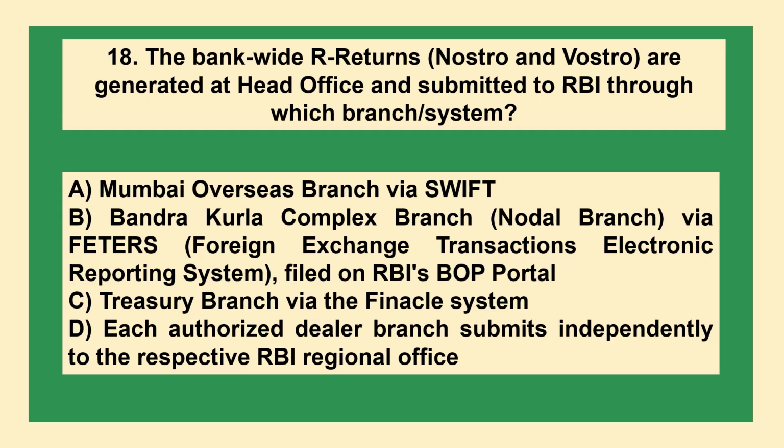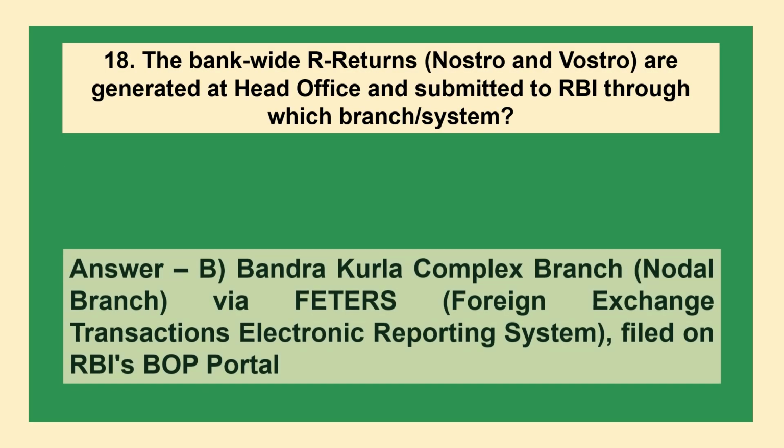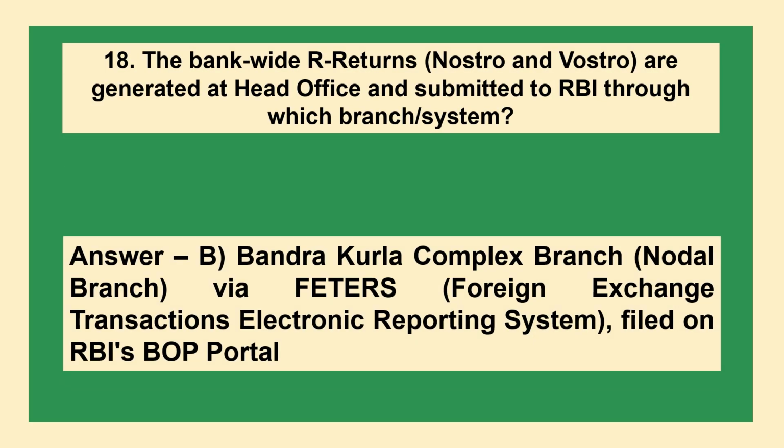Bank-wide R returns, Nostro and Vostro, are generated at the head office and submitted to RBI through which branch or system? Option A, Mumbai Overseas Branch via SWIFT; B, Bandra Kurla Complex Branch, Nodal Branch, via FETERS, Foreign Exchange Transactions Electronic Reporting System, filed on RBI's BOP portal; C, Treasury Branch via the Finacle system; D, each authorized dealer branch submits independently to the respective RBI regional office. The answer is option B, Bandra Kurla Complex Branch, Nodal Branch, via FETERS, Foreign Exchange Transactions Electronic Reporting System, filed on RBI's BOP portal.